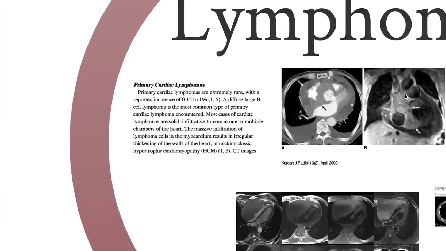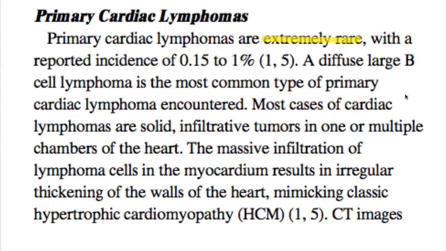Next, we'll talk about lymphoma. Primary cardiac lymphomas are extremely rare. We have seen a couple here. Diffuse large B-cell lymphoma is the most common type. These are solid infiltrative masses. They can mimic hypertrophic cardiomyopathy, actually, because you can just see a smooth thickening of the right ventricular free wall, for example.